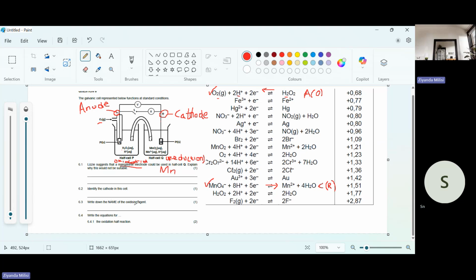Write down the name of the oxidizing agent. Let's say also the reducing agent. You write both the oxidizing and reducing agents. All right, when you write the agents, they must be reactants, not products. Reactants. So let us look at these half reactions.